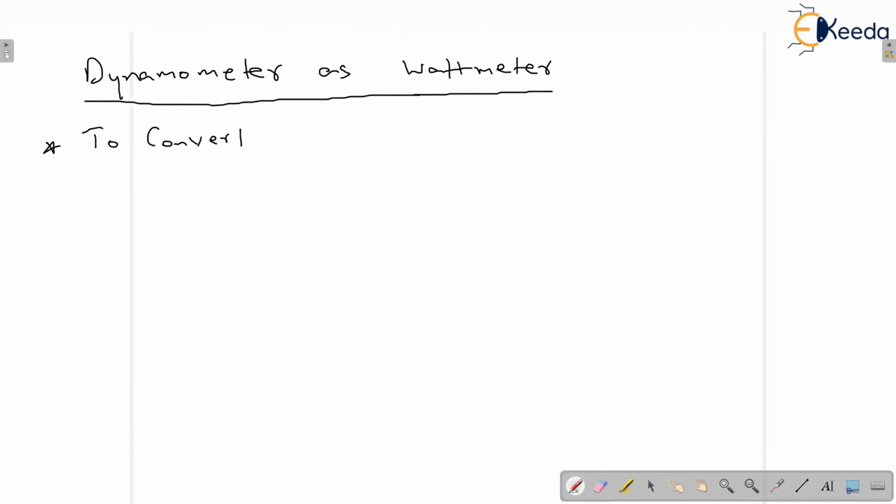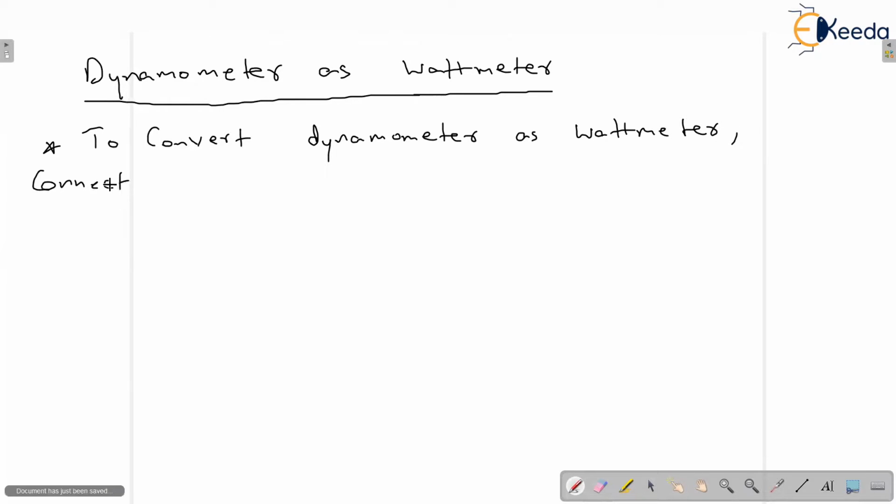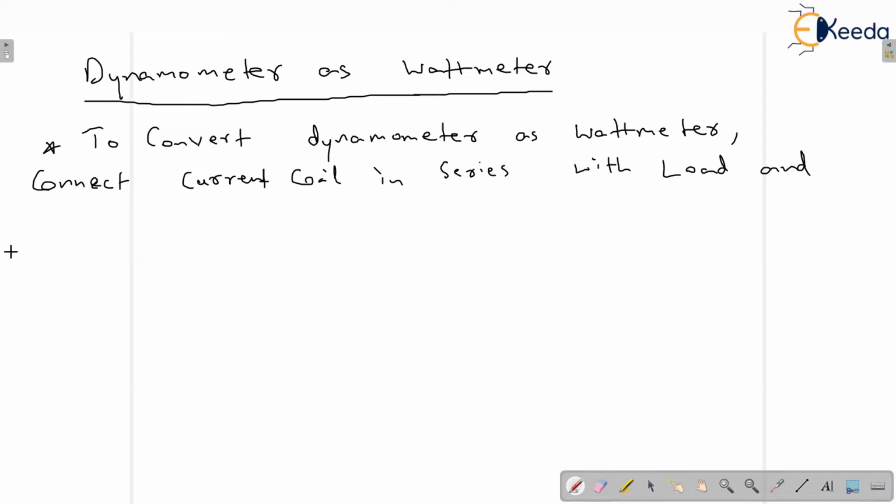To convert a dynamometer as a wattmeter, connect a current coil in series with the load and the pressure coil in parallel with the load. So let's have the diagram.